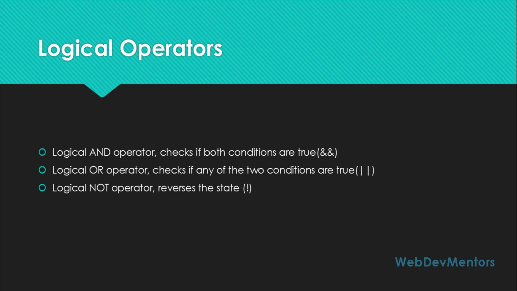So it can be used in if conditions and loops. And the logical NOT operator is just going to reverse the state of the condition. So if you are getting true, it's going to reverse it to false. And if you're getting false, it's going to reverse it to true.